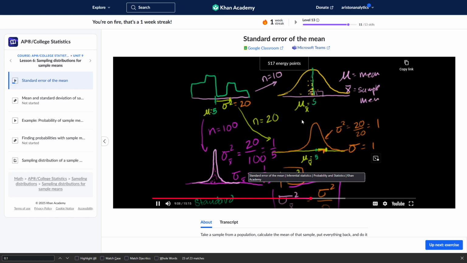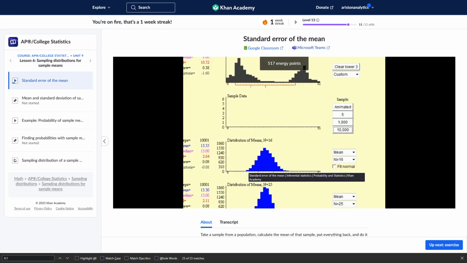Now I know what you're saying. Well, Sal, you just gave a formula. I don't necessarily believe you. Well, let's see if we can prove it to ourselves using the simulation. Just for fun, let me mess with this distribution a little bit. So that's my new distribution. And let me take two things that are easy to take the square root of, because we're looking at standard deviation. So let's take an n of 16 and an n of 25.